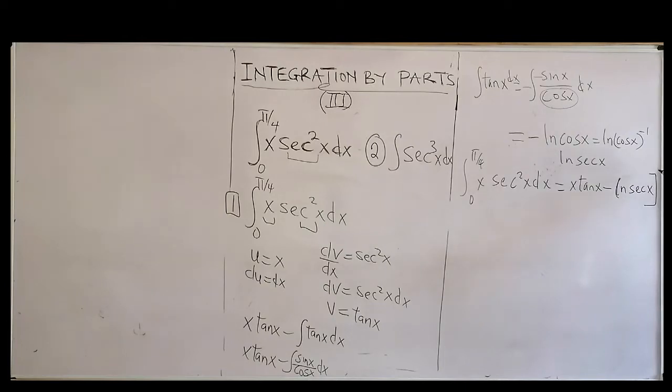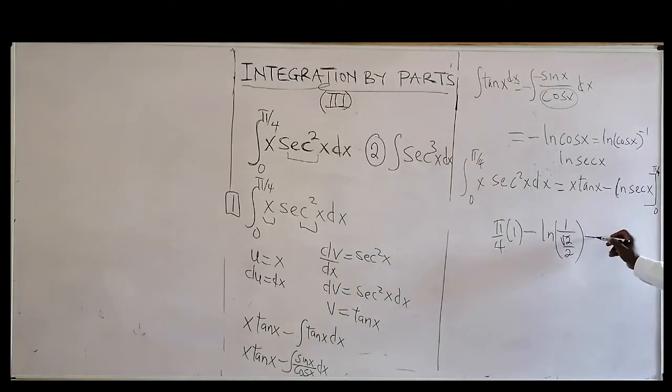Then you put your upper boundary pi over 4 and lower boundary 0. Let's quickly substitute now. x is pi over 4, and tan 45 is 1, since pi over 4 is 45 degrees. Then minus ln, 1 over cos, since sec is 1 over cos, which is cos 45, that's root 2 over 2.